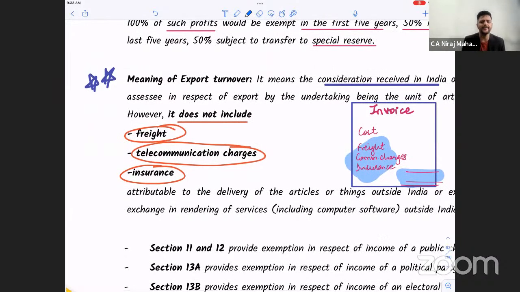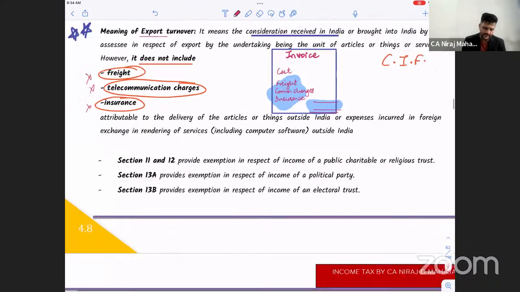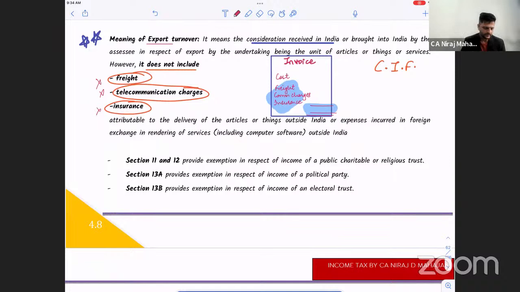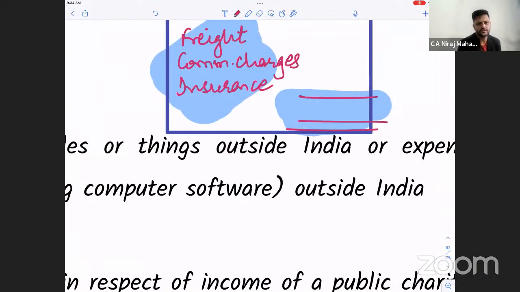So they are saying, do not include it in your export turnover. So even if it is on your invoice, remove the elements of freight, telecommunication charges, and insurance. Clear till here? This is an important point. Attributable to means it is apportioned to the delivery of articles or things outside India or expenses incurred in foreign exchange in rendering of services, including computer software outside India. But why? Because that is not your actual income. It is reimbursement of cost. It is not your earning or income element.